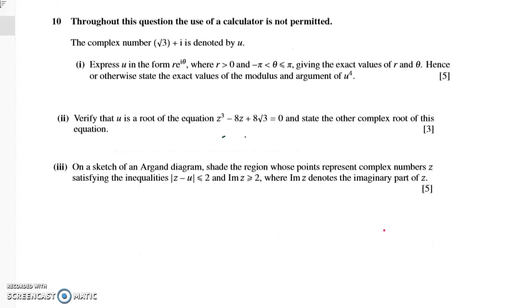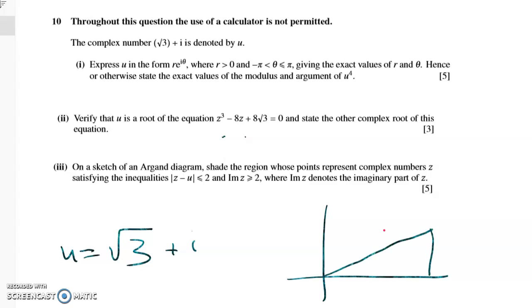So going back to part 1, we've got root 3 plus i. So straight away you should see a special triangle sitting there. Here's root 3 and here's 1. So the length of u is going to be 2. The modulus of u will be 2, and the angle will be pi on 6. So u is equal to 2e to the i times pi on 6. So that's that bit done.